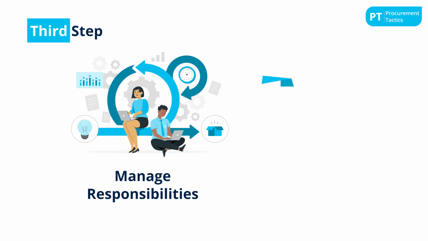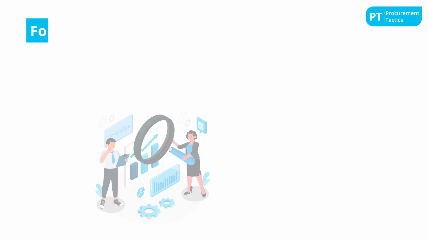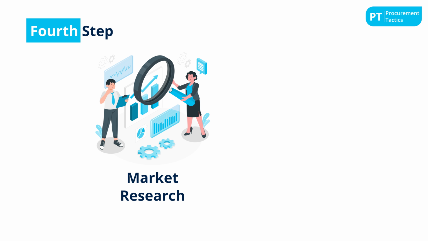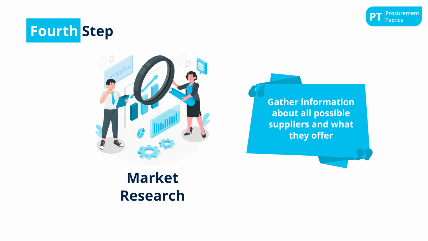Manage responsibilities. Contract ownership must be clear and set during the planning process, with responsibilities clearly defined to drive sustainable performance. Market research. After identifying your needs, it's time to research the market. You gather information about possible suppliers and what they offer. This step helps you to know who can meet your needs and what the prices are like. You might use the RFI phase of the procurement process to get detailed information from suppliers.